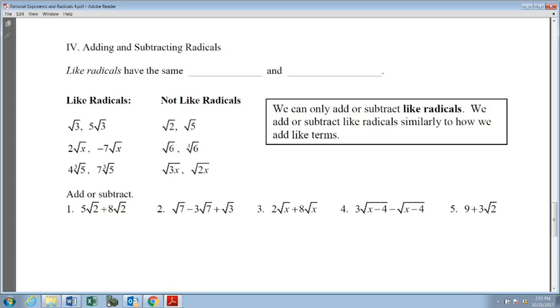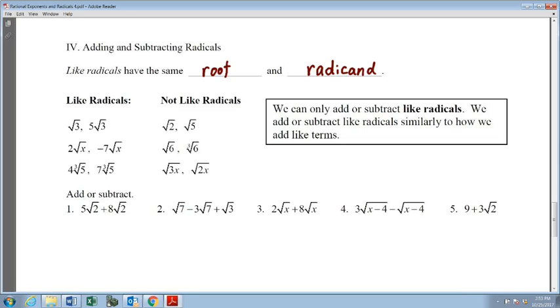Like radicals have the same root and the same radicand. Remember, the radicand is just the number under the radical sign. And in the problems we're working with, we're pretty much going to just stick to square roots. So it shows you some like radicals and some radicals that are not like radicals.